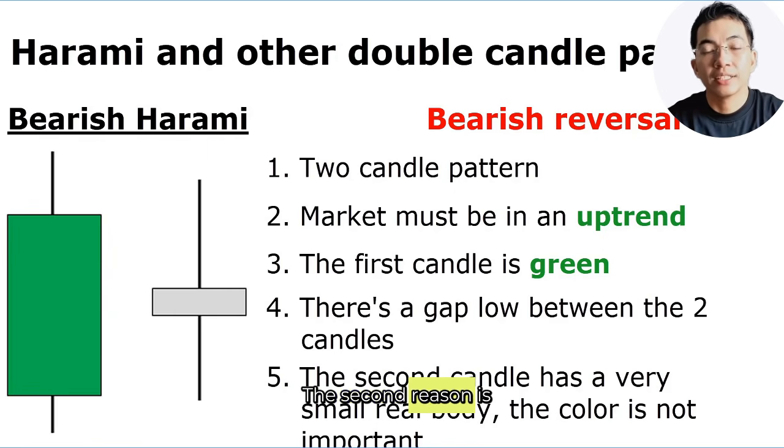The second reason is that if you think about it, you don't really need to know the harami to understand that the market is in a period of uncertainty. The second candle is already a candle with a very small real body, or a doji. So the second candle by itself expresses indecision, just like we have seen for the doji.